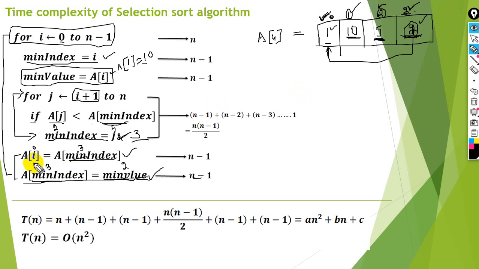So now it will come into this position. So again, what we have here is that this portion will be executed.